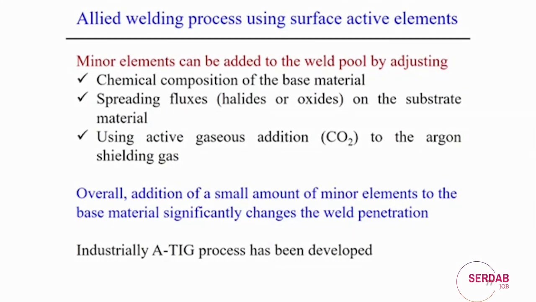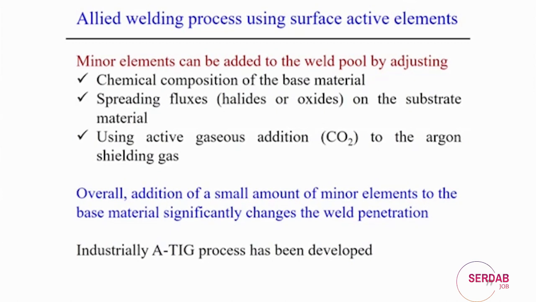That means the surface active elements already become part of the base metal, and when you try to weld that base metal, there may be the effect of the surface active elements. Or there is another way, simply spreading the fluxes, that means halides or oxides, on the substrate material. So, simply making the coating of the oxides on the material which is supposed to be welded. In that way also it is possible to supply the surface active elements.